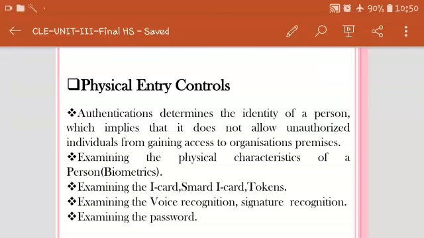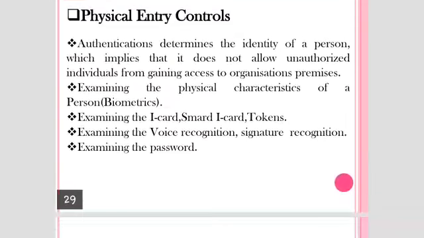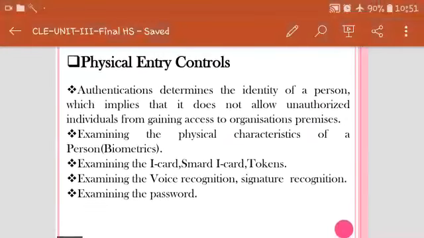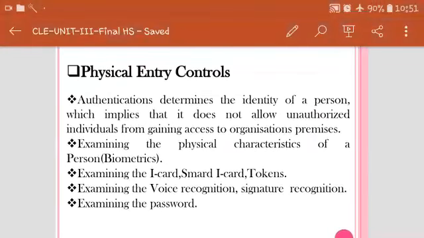Friends, in the last lecture we discussed the challenges in physical security. Now we discuss the things related to physical entry controls. What are the different challenges available for physical security? They are ignorance of security policies, social engineering attempts, cost and time factors, sophisticated technology, unauthorized users, and many other factors which are challenges in physical security.